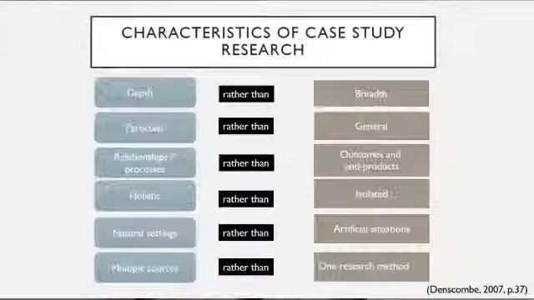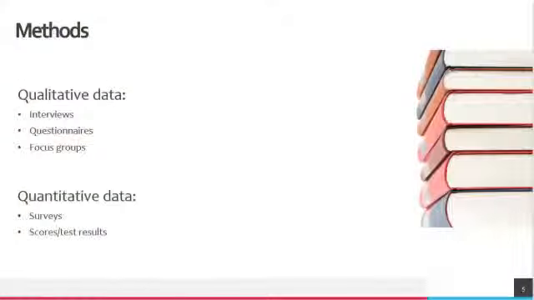artificial situation. Then to talk about the methods, my focus will be on qualitative data, primarily in the form of interviews, questionnaires, and focus groups. Then in order to also gather quantitative data, I would aim to carry out surveys with my participants, and it may be the case that scores or results from tests relating to spelling and grammar would also be relevant here.